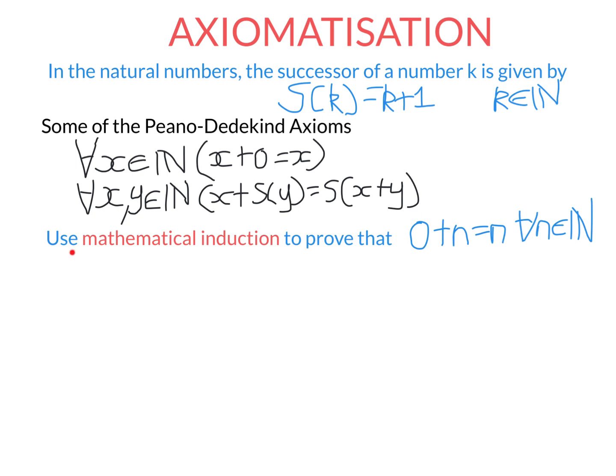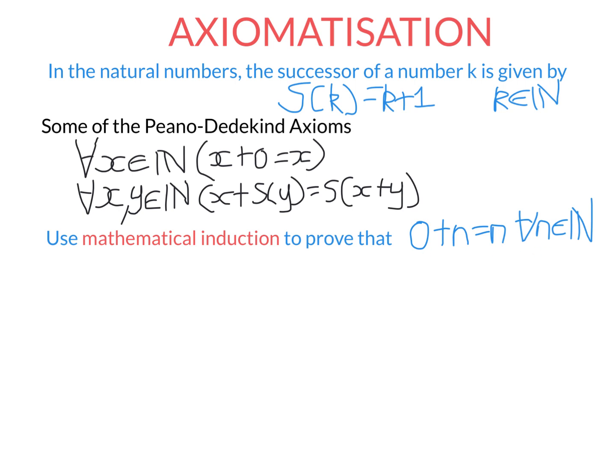So we're going to look at an example where we use mathematical induction to prove that 0 plus n equals n for all natural numbers n. This existence of an additive identity, when we're talking real numbers, it is an axiom. Can't be proved or disproved. But now, when we start with a different set of axioms, we can actually prove this.